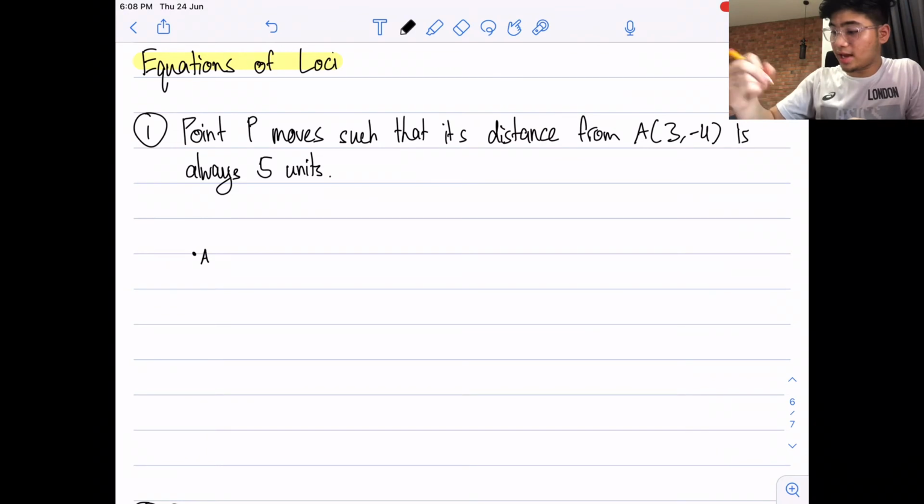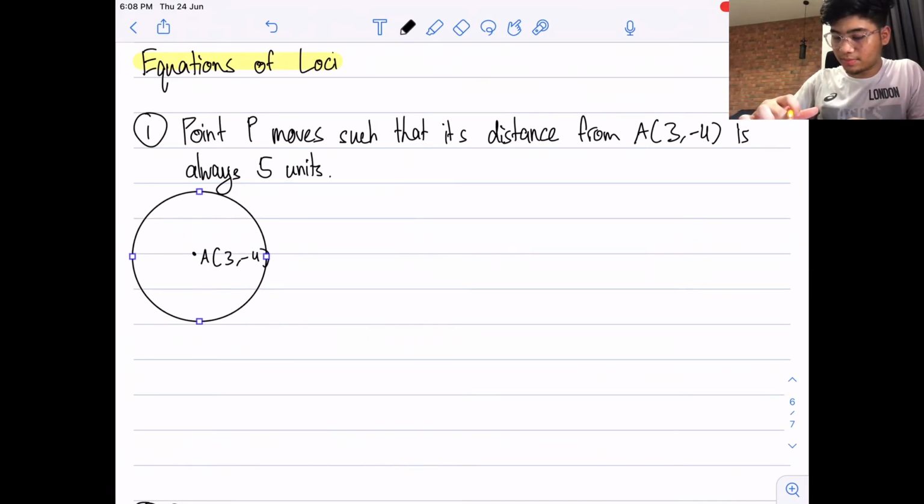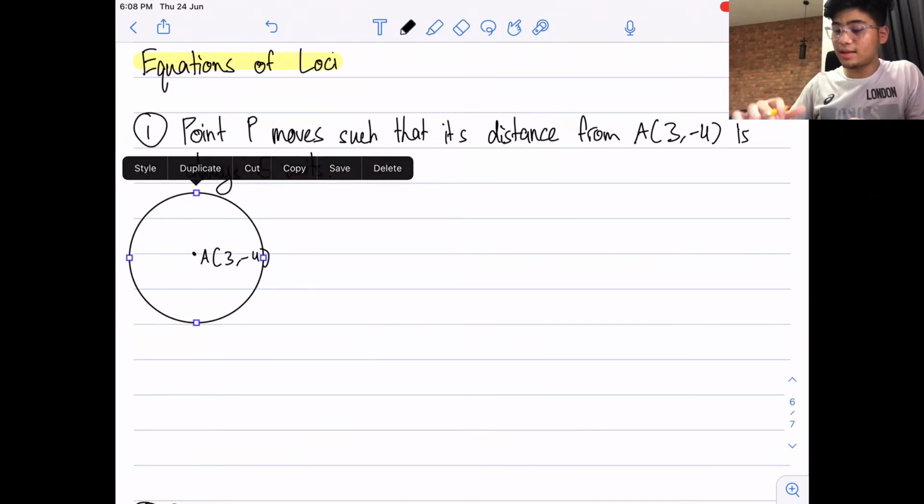So let's say this is A, right? 3, -4. And then we have P, which is a literal circle, which is basically having A as the center. Alright?